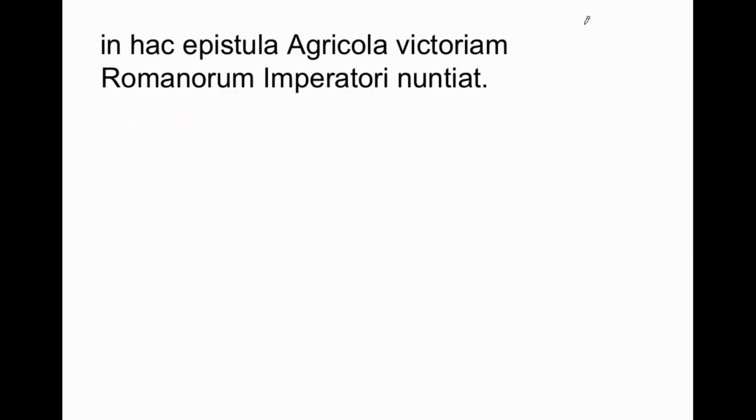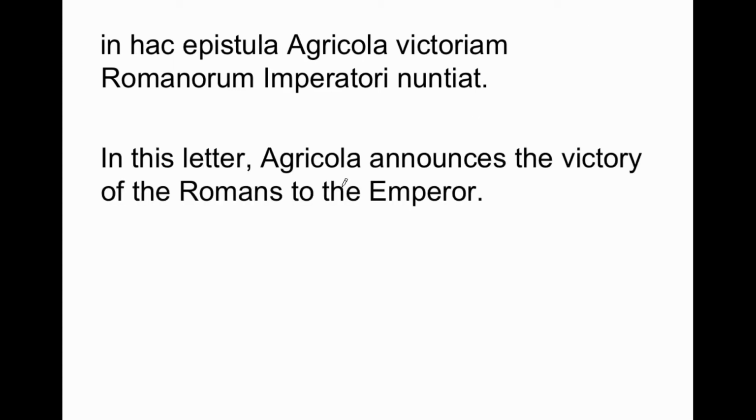In hoc epistula Agricola victoriam Romanorum Imperatori nuntiat. In this letter, Agricola announces the victory. So victoriam, your accusative direct object of the verb nuntiat. He announces the victory of whom? Romanorum. We've got the nice genitive plural ending here. The victory of the Romans. He announces it Imperatori. Okay, this is a dative singular ending of a third declension noun.